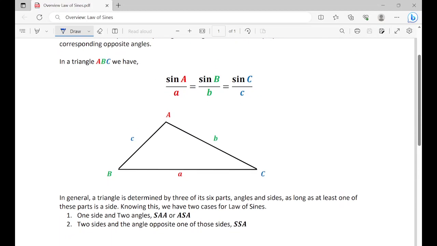In the law of sines, the capital letters A, B, and C are the interior angle measurements. The lowercase a, b, and c are always the sides opposite of the angles, like so.